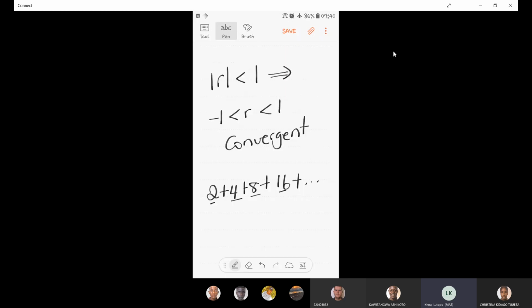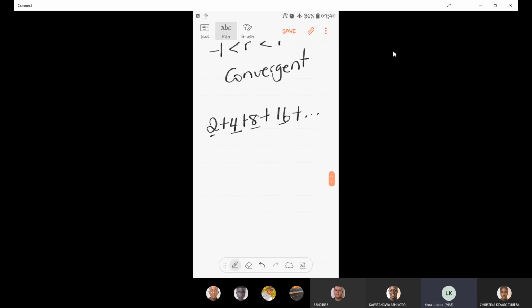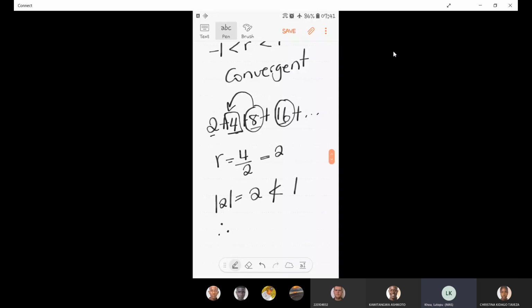Okay, so here we can work out the value of r. So r, what I do is I take the second term and then I divide it by the first term. I could also take the fourth term divided by the third term. Same thing with the third term divided by the second term. So here my r is 2. Now absolute value of 2, this is just equal to 2, and this is not less than 1. Therefore this sum to infinity does not exist.